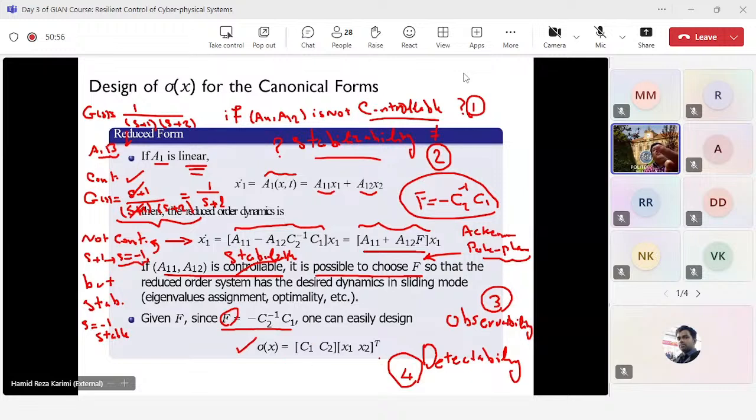So sigma x is the design. It means that finally you can design it, you can construct it. Okay, so this is the main idea, the main philosophy for choosing the sigma x for the regular form in the canonical form.